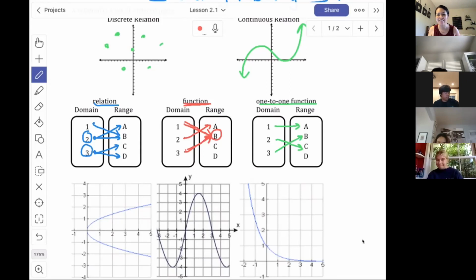Good question, yeah. Okay, so I was trying to think of an analogy to help you guys remember when it's a function, when it's one-to-one and when it's not.